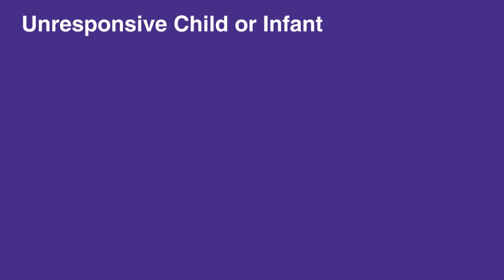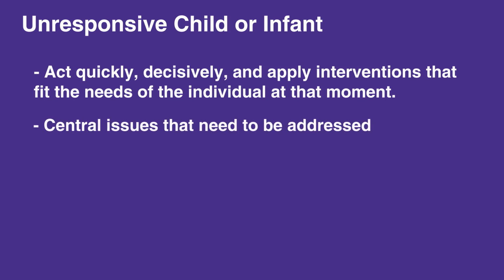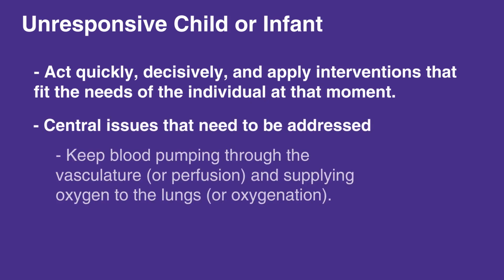When you find an unresponsive child or infant, it is often possible to immediately deduce the etiology. You should act quickly, decisively, and apply interventions that fit the needs of the individual at that moment. While there are various ways for a child or an infant to become unresponsive, the central issues that need to be addressed include keeping blood pumping through the vasculature, or perfusion, and supplying oxygen to the lungs, or oxygenation.